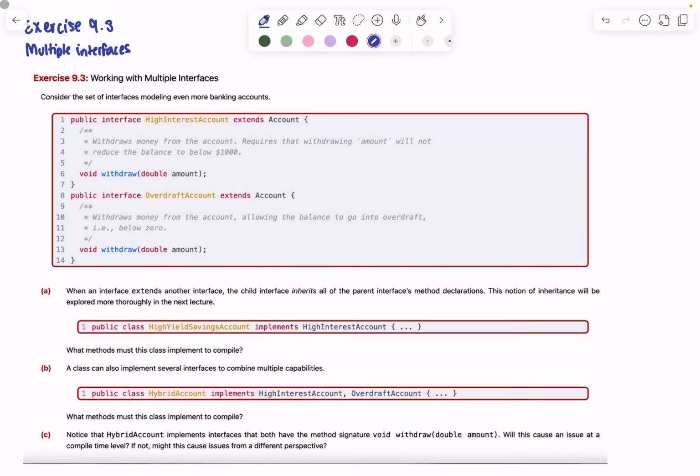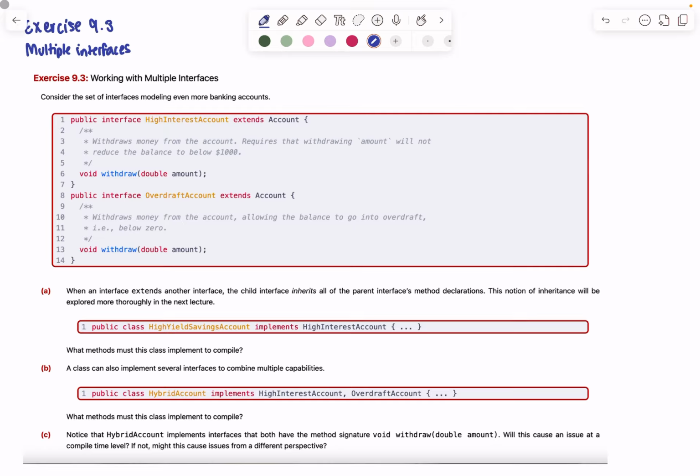Here I'm going to demonstrate how I would explain this exercise to a student. So this is exercise 9.3, working with multiple interfaces. At this point, I would assume that the student likely understands what an interface is if they've gotten to this point in the assignment. But obviously, if they're not sure, I'd be willing to explain again. So let's go to the first problem.